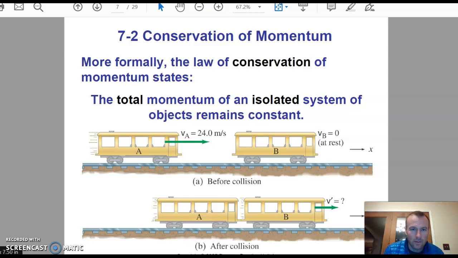And so what we have here is a train car coming in from the left with a velocity of 24 meters per second. It's going to collide with a train car at rest.